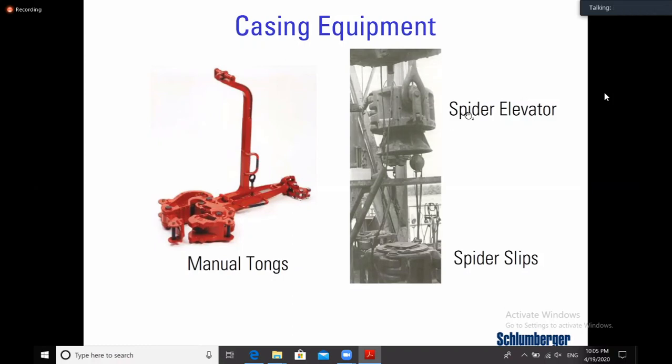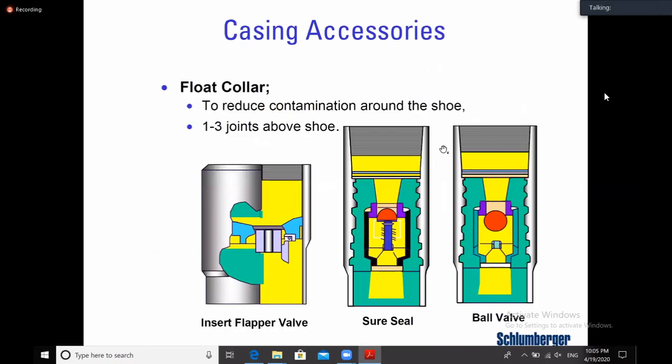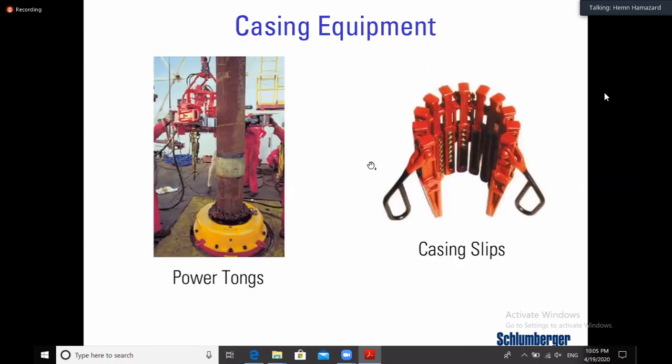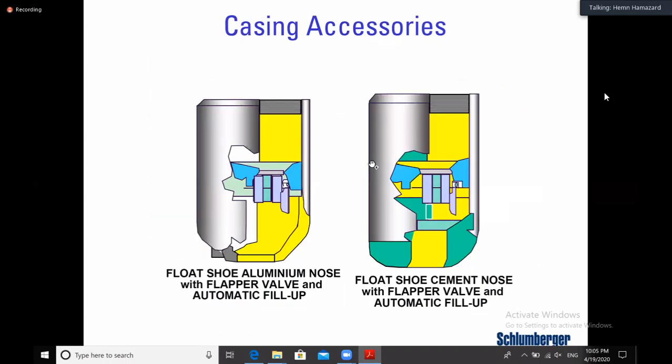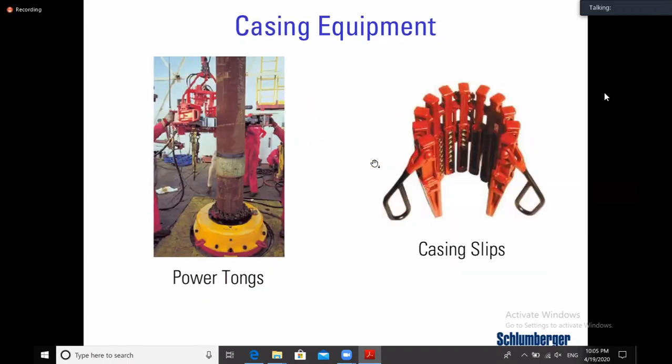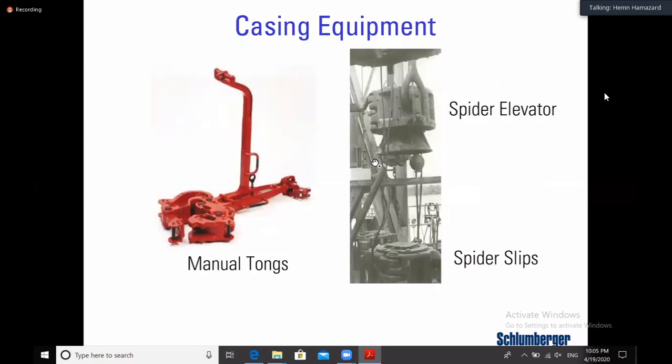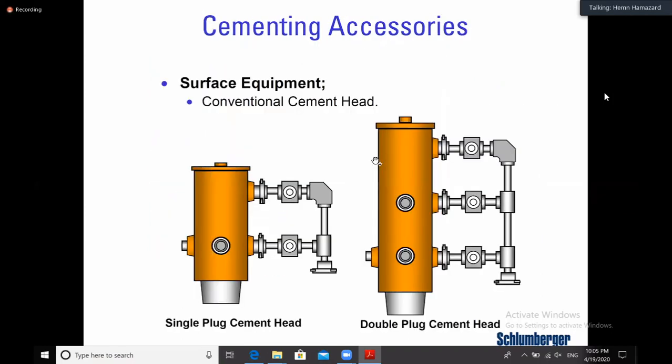That's their job. And then if you take a look at this elevator, it's different than the drill pipe elevator. The slips, if you see, this slip is different than this slip. It's different than this slip. So the slips, the elevator, and everything else can be changed for casing. Okay, that was about the casing and its accessories.